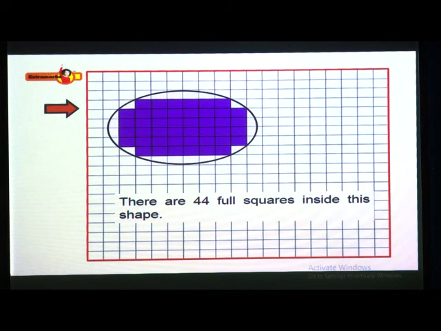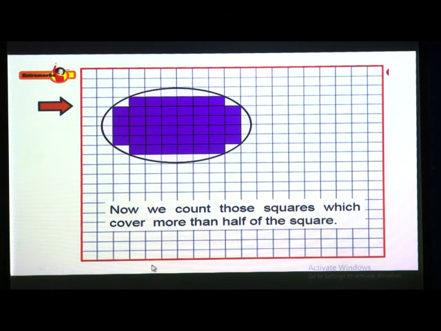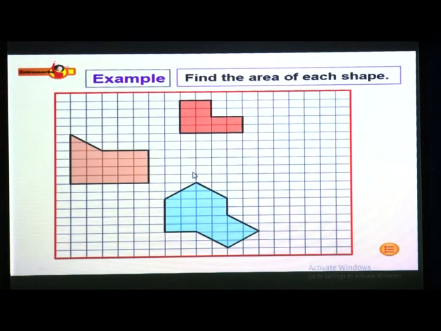There are 44 full squares inside this shape. How many full squares do we have? 44 full squares inside this shape. Now we count those squares which cover more than half of the square. More than half we have here 1, 2, 3 and 4. Here also we have 5, 6, 7 and 8. Then we have 9, 10, 11 and 12. In this way we count and find the area for the given shape.